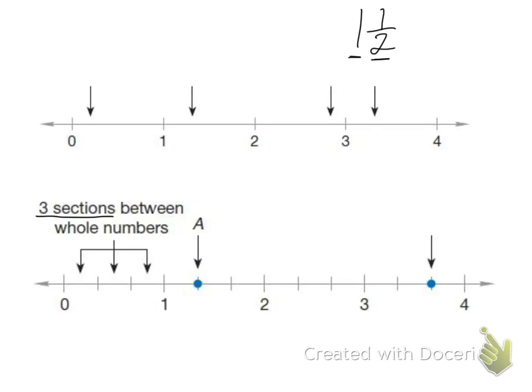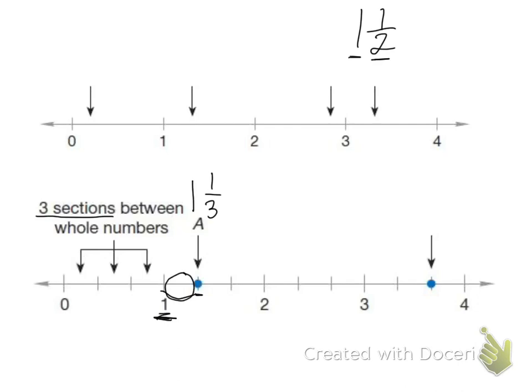If I wanted to know what point A is, I first need to find the whole number distance from 0 up to the point, but not past it. So A comes up to 1. So I know it's going to be 1 and then some fraction. Now remember, there are 3 sections, so each section means 1/3. So we're going to count the number of sections between. So this number, A, is 1 and 1/3, because there's 1 section in between 1 and where the point is.